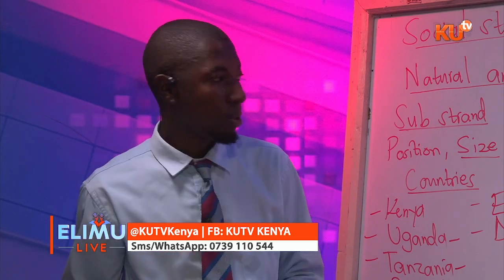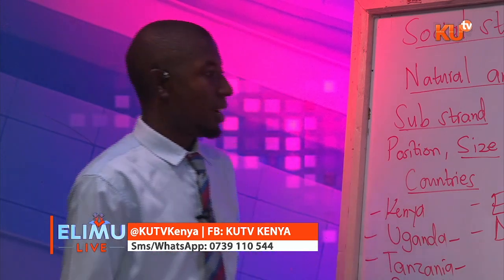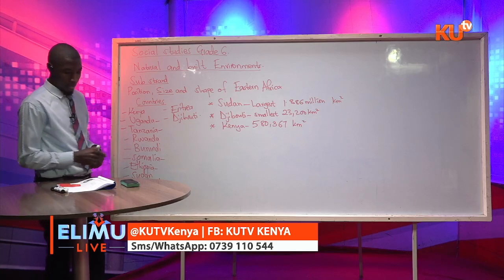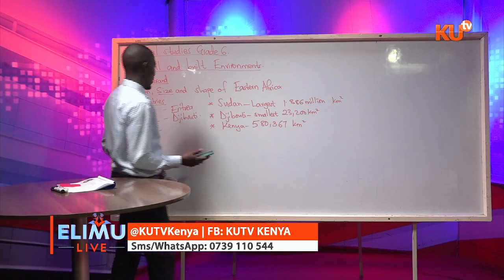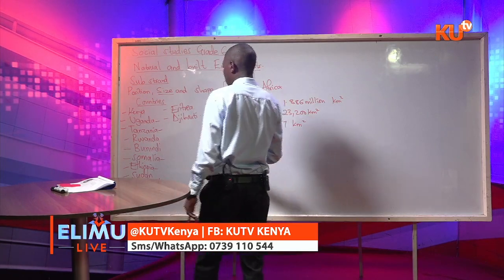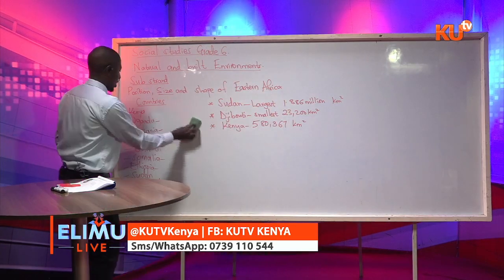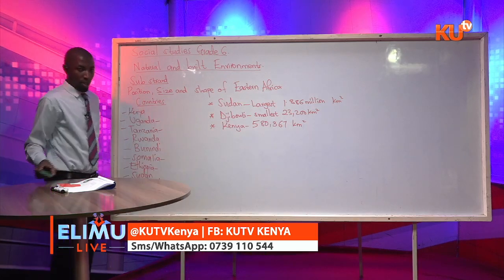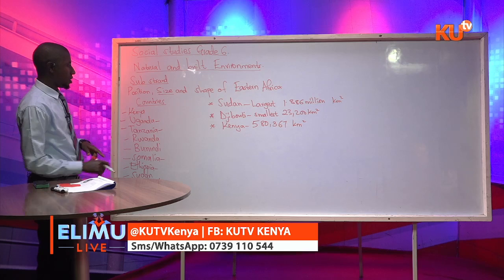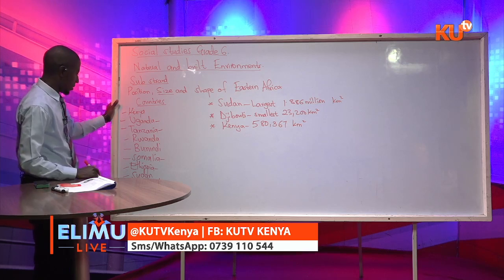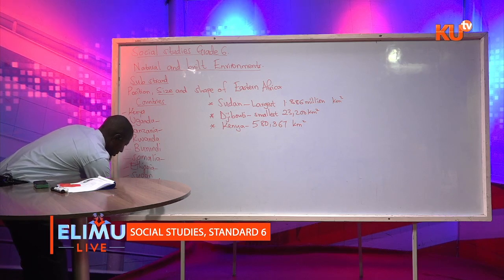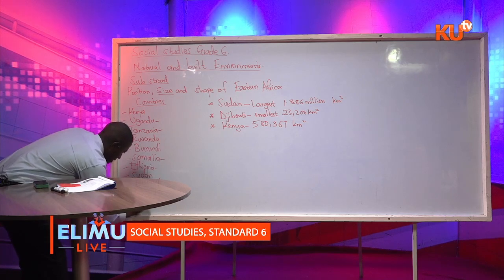So I'm going to go now into still identifying the countries in Eastern Africa. What we are going to do right now is identify the capital cities of these countries of Eastern Africa. So I'm going to mention the capital cities of each of these countries. Let me add Eritrea down here and Djibouti.